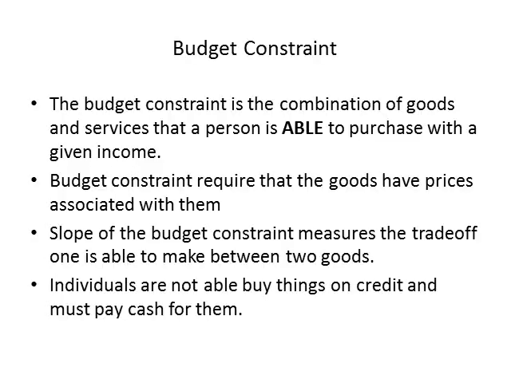Budget constraints are the constraint on one's ability to purchase or to consume goods. Let's look at some theory behind budget constraints. The budget constraint is a combination of goods and services that the person is able to purchase with a given income. The analysis assumes that each of the goods in question have prices associated with them. The slope of the budget constraint measures the trade-off that the individual is able to make between the two goods. Individuals are not able to buy things on credit and must pay cash for them.